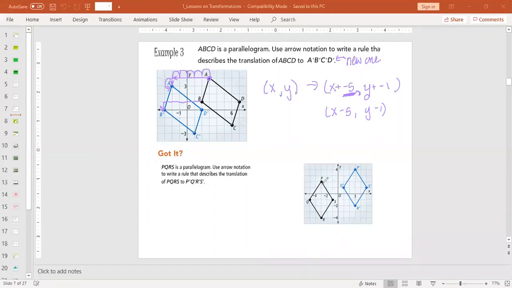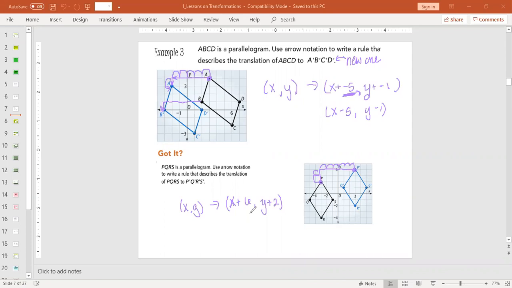We do the same thing for this one. We want to write a rule, so we have X and Y as our points, and what do we do to X and Y? Well, we started at P and now I'm at P prime. It looks like I went up and right. I went up twice, so to my vertical change, I added 2. And my horizontal change, I went right 1, 2, 3, 4, 5, 6. So I went right 6 times. So that is the rule that shows the translation.